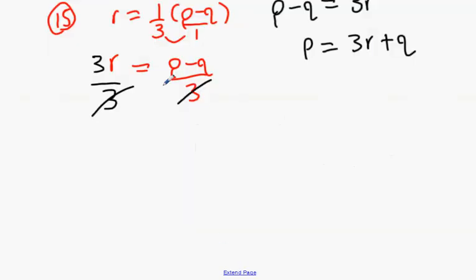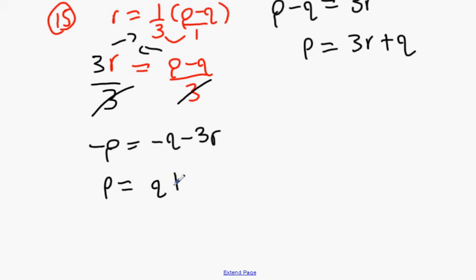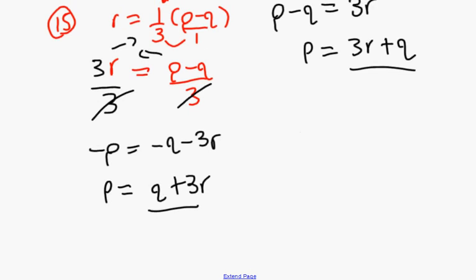Now, some of you wouldn't have done it that way. What some of you would have done was you would have brought over P to the left and 3R to the right. You would have got minus P equals minus Q minus 3R. That's still right. Multiply both sides by minus 1. What you get, P equals Q plus 3R, is actually the same thing as 3R plus Q. They're the same thing. Okay? So that's 15.